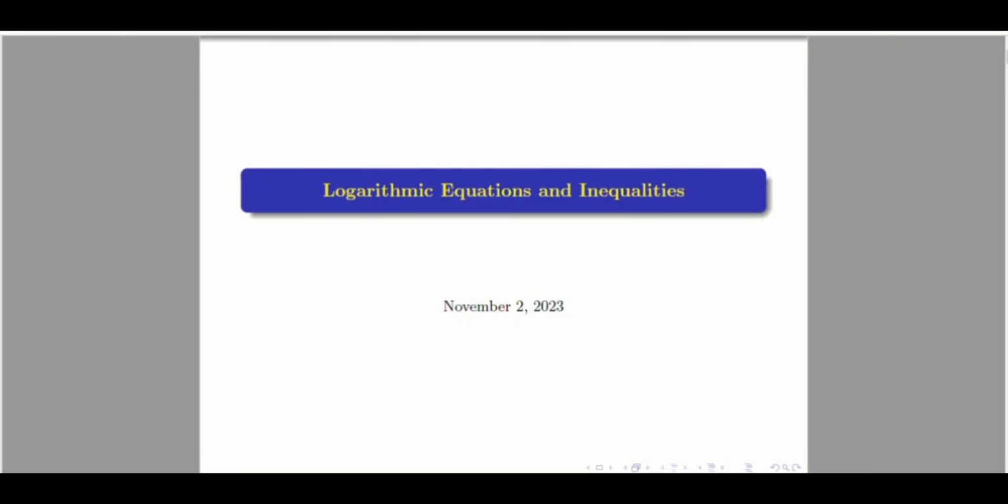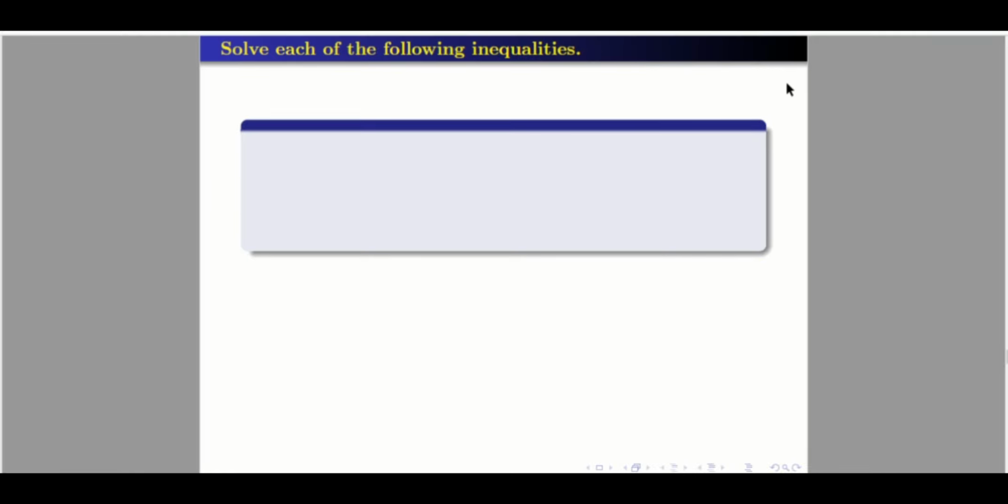Okay, so now let's discuss the logarithmic inequalities. This video presents additional examples on the logarithmic inequalities, and part 1 for inequalities is posted in the description box. So we have to solve each of the following inequalities. We have these 5 examples.